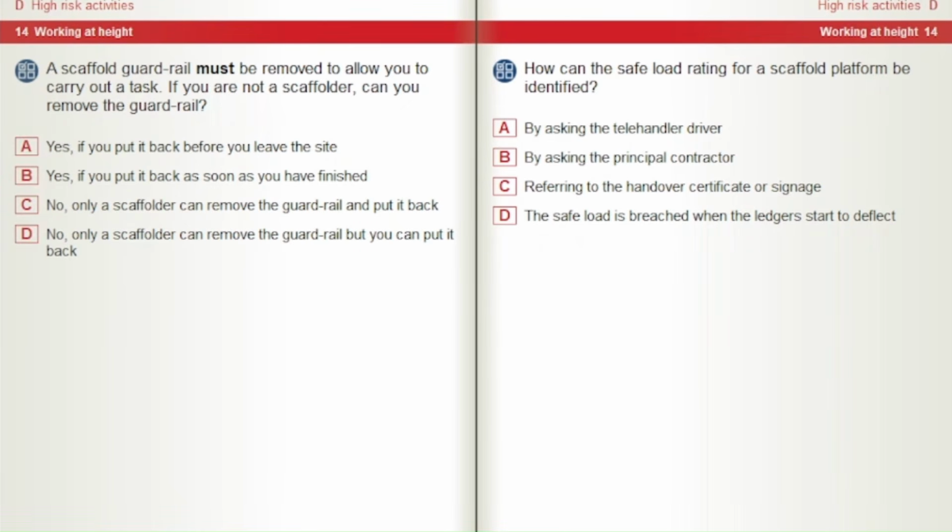How can the safe load rating for a scaffold platform be identified? By asking the telehandler driver. By asking the principal contractor. Referring to the handover certificate or signage. The safe load is breached when the ledgers start to deflect.